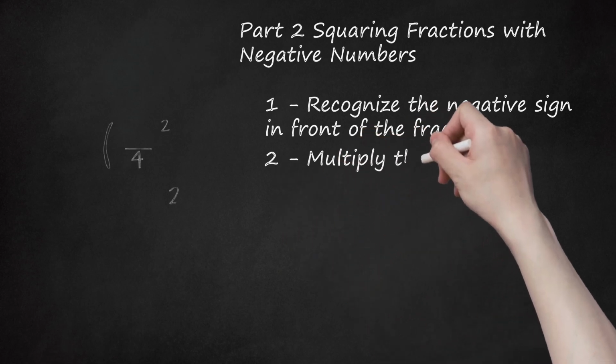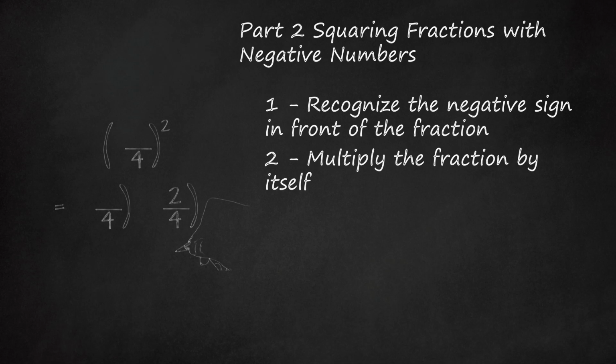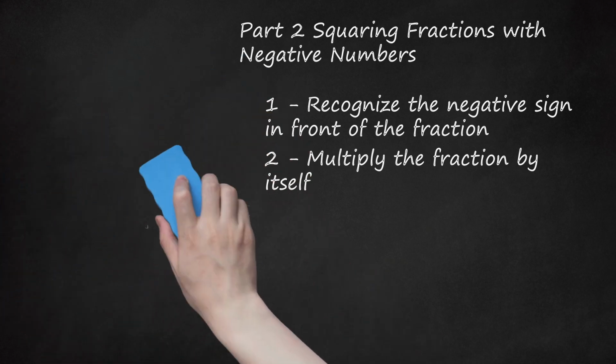2. Multiply the fraction by itself. Square the fraction as you would normally by multiplying the numerator by itself and then multiplying the denominator by itself. Alternatively, you can simply multiply the fraction by itself. For example, (-2/4) squared equals -2/4 times -2/4.